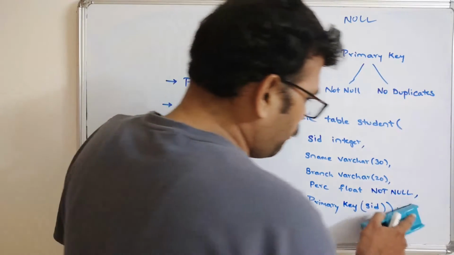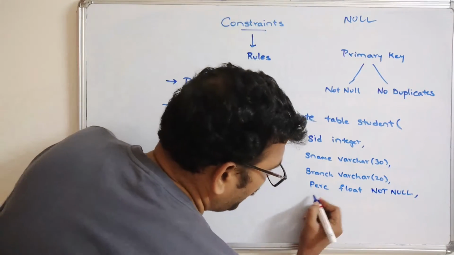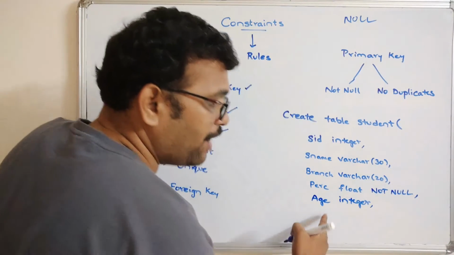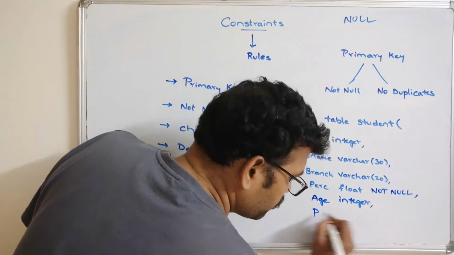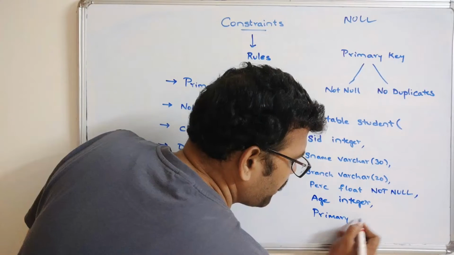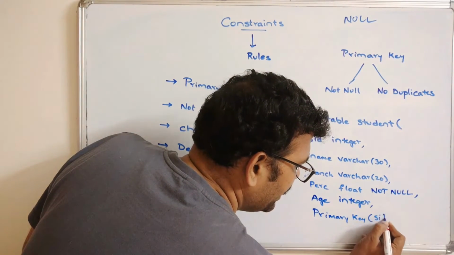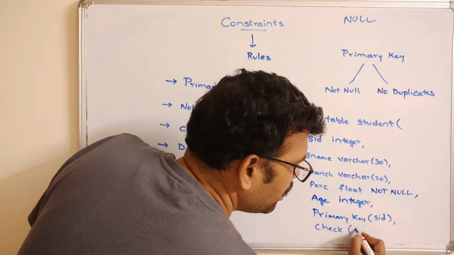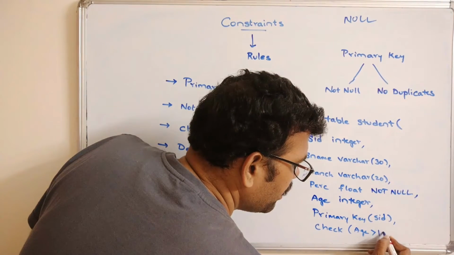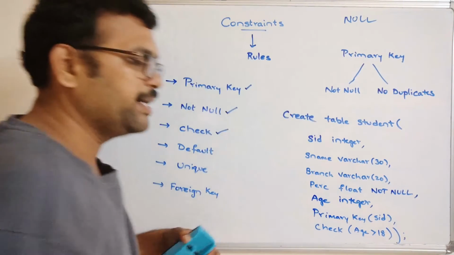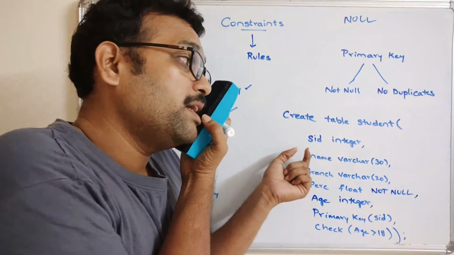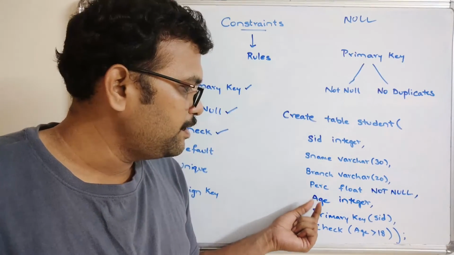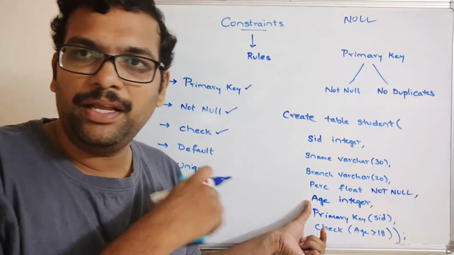For example, let us take one more attribute, that is the age, which is of integer. After that we need to write the constraints. So I will write the constraint primary key on SID, and then we can use a check constraint: check age greater than 18. If I execute this, it will create a table with attributes student ID, student name, branch, percentage, age. All the 5 attributes will be created.